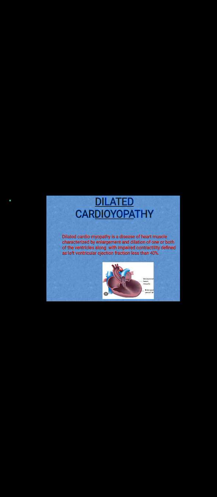Next, we are dealing with dilated cardiomyopathy. Dilated cardiomyopathy is defined as the disease of the heart muscle characterized by elongation, enlargement and dilation of one or both ventricles, along with impaired cardiac contractility, defined as left ventricular ejection fraction less than 40%. What is impaired? Contractility is impaired. That is, left ventricular ejection fraction will be less than 40%.